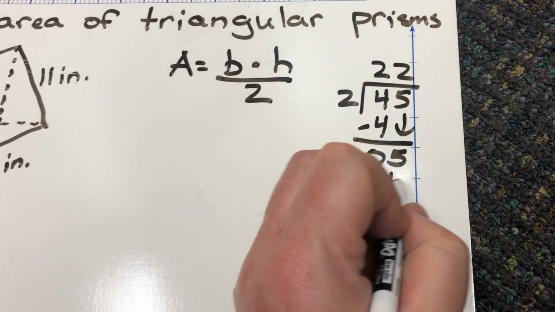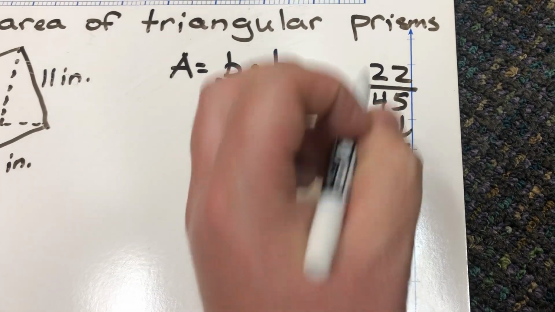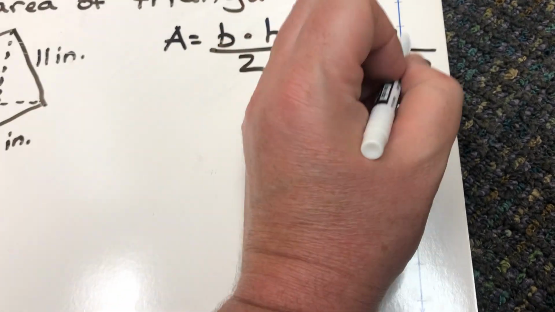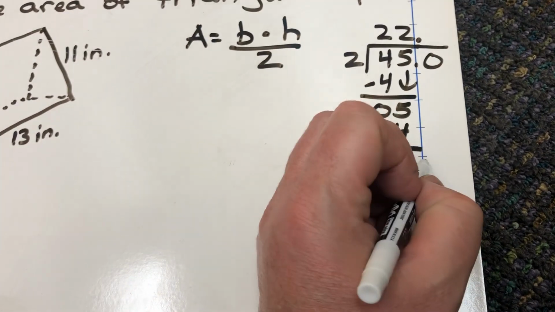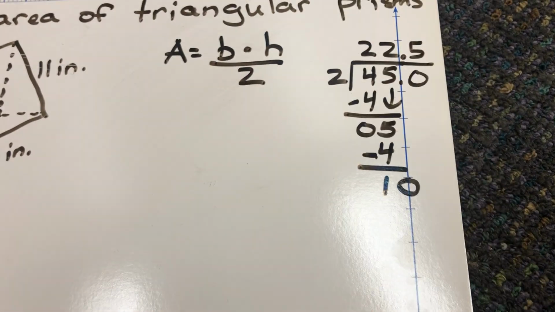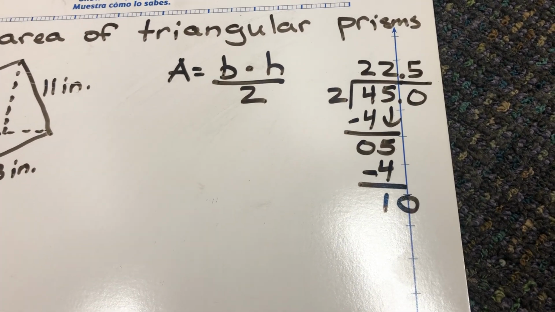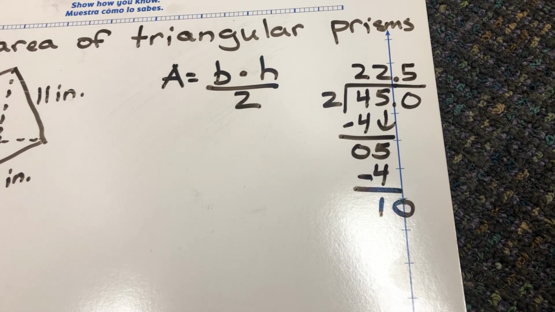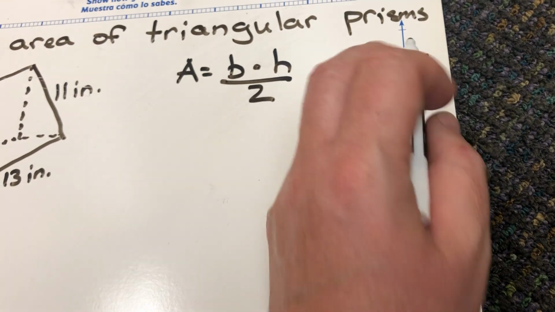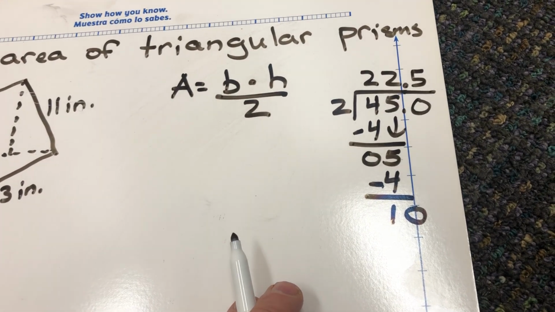2 times 2 is 4. 5 minus 4 is 1. Can't have any left over, so I add a decimal 0. I bring my decimal straight up. I bring my 0 down. 2 can go into 10 5 times, and I know there's none left over because 2 times 5 is 10. All right, so the two triangles are 22 and 5/10.